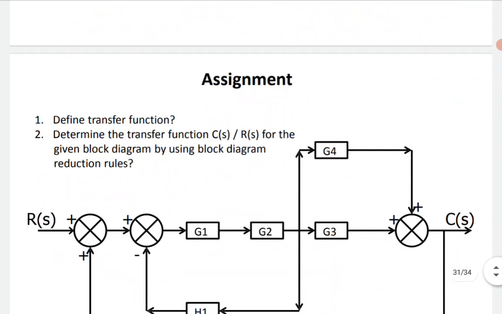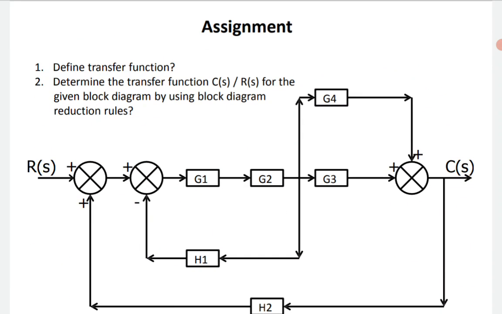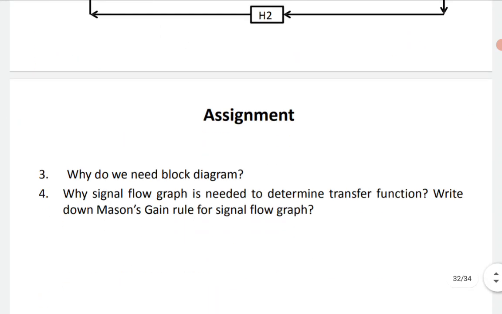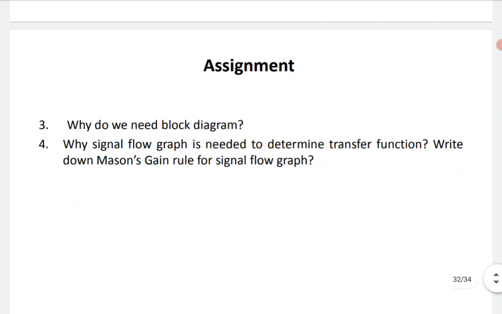Now the respective assignment is provided. Define the transfer function, a very important thing. Determine the transfer function C of s by R of s for the given block diagram by using block diagram reduction rules. This you should do. And another: why is a signal flow graph needed to determine the transfer function, and write down Mason's gain rule for the signal flow graph.